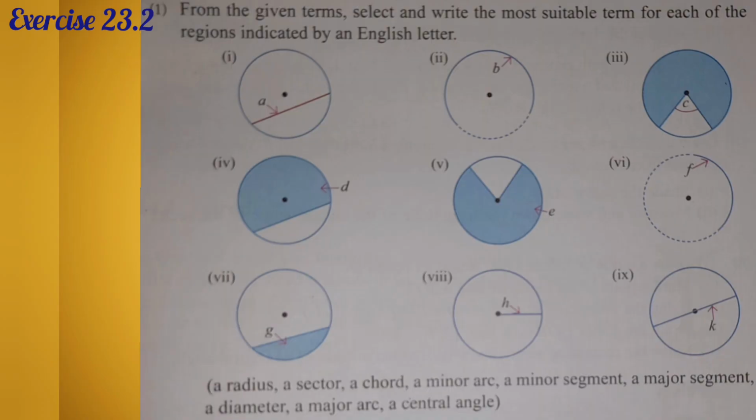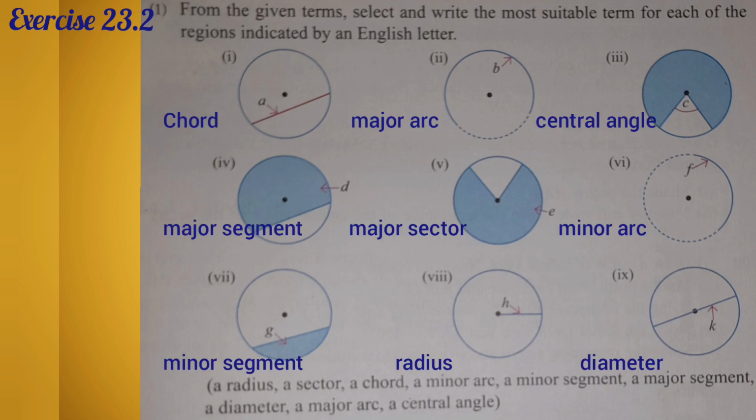Exercise 23.2. First question. From the given terms, select and write the most suitable term for each of the regions indicated by an English letter. First part here, that is a chord. Then in the second figure, we can identify it is a major arc. Then number 3, a central angle. Number 4, that is a major segment. Then number 5, a sector.